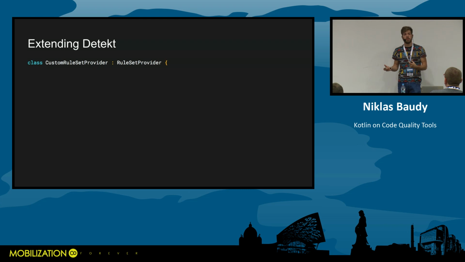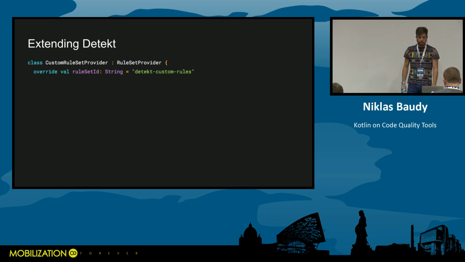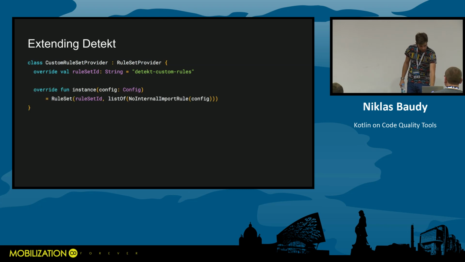Now, the missing part is telling Detekt, okay, how can you actually get that rule? So they have a rule set provider that we extend. Then we give it an ID, Detekt custom rules, and then an instance. So the instance we override, we give it a rule set with the ID Detekt custom rules, and then our implementation. So we basically instantiate our class and give it to Detekt.